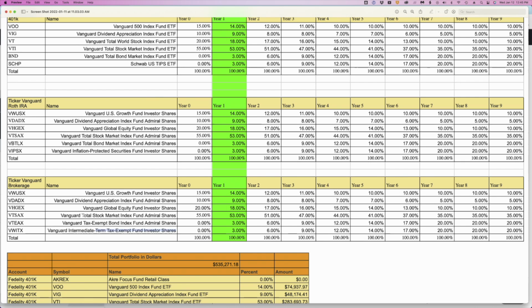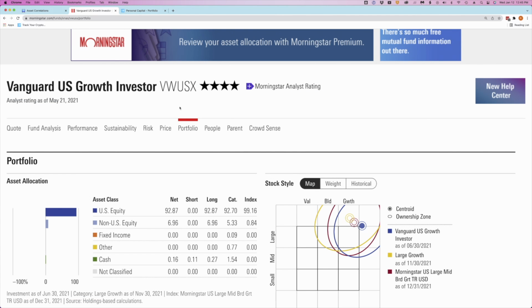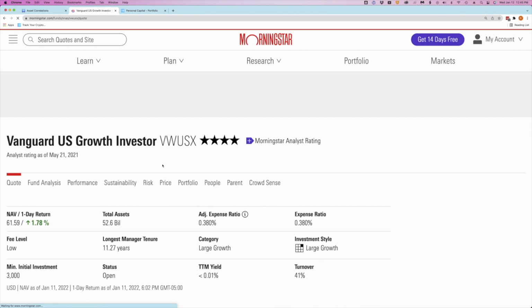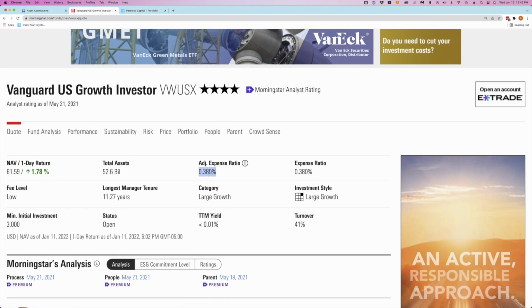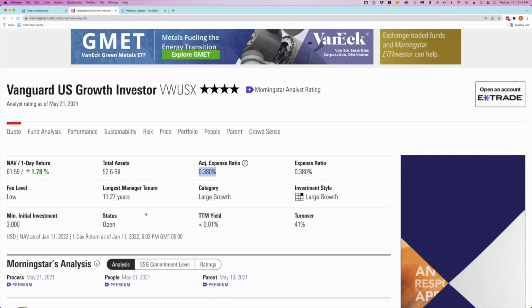Recall we looked at some funds where the expense ratios seem to be a little higher, right? And I think this Vanguard fund here, VWUSX, was one of them. So let's take a look at it. Here it is. And we're going to go back to the quote page. And it's 38 basis points. And what that tells me with Vanguard is that this is an actively managed fund.